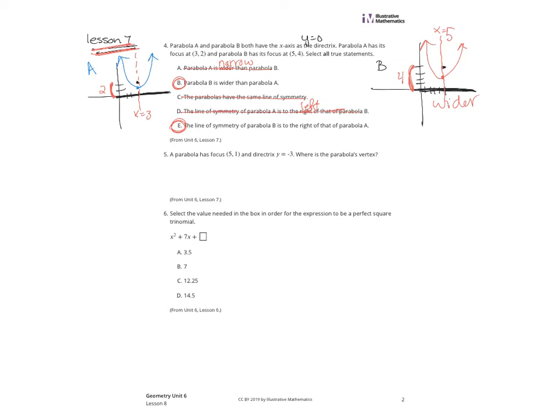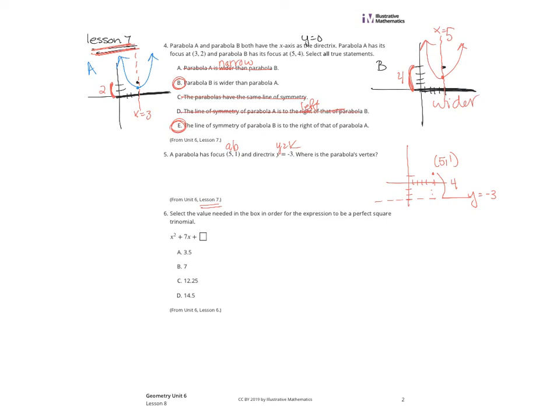Number 5, a parabola has a focus at (5, 1) and a directrix y equals k. Where is the vertex? So again, this is going back to lesson 7. So if I could give this guy a sketch, 5, 1, 1, 2, 3, 4, 5. (5, 1) is my focus, and my directrix is y equals -3. So 1, 2, 3, y equals -3 is a horizontal line through y equals -3. So there are 4 units in between my directrix and my focus. I have 3 units to get up to the x-axis and 1 more to get to 1.